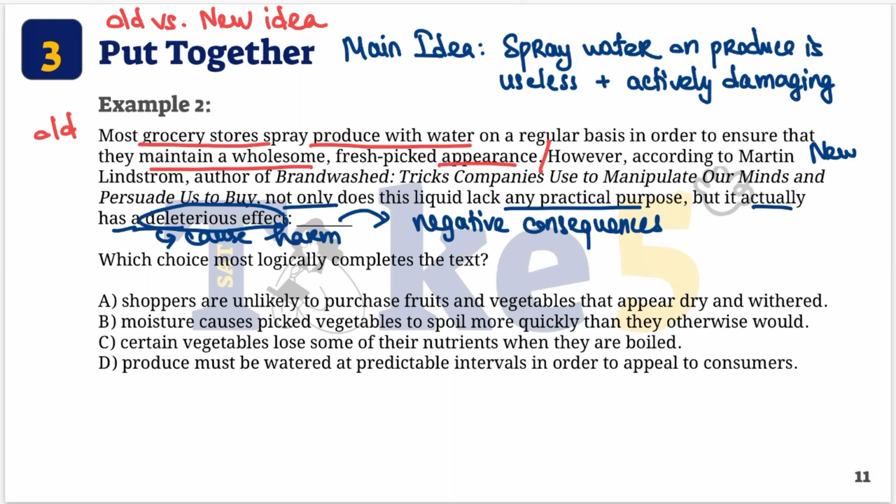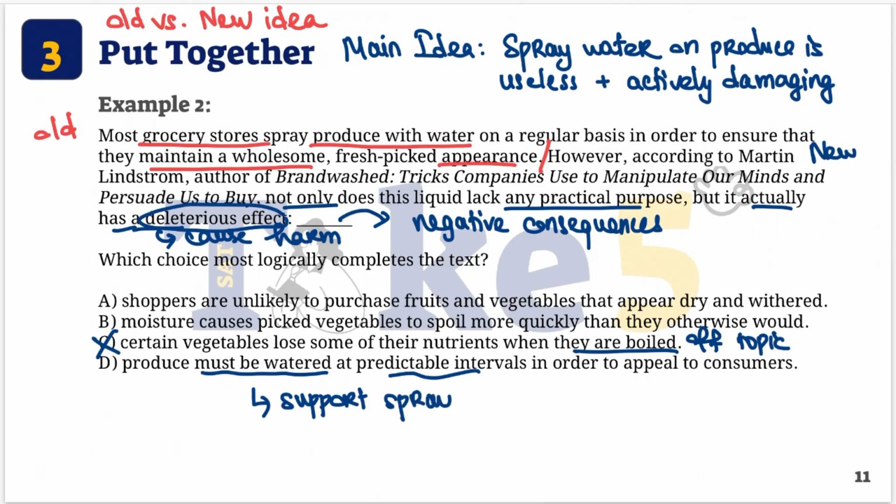C is immediately off topic. It's about boiling vegetables, which has nothing to do with the store spraying. D says produce must be watered at predictable intervals to appeal to customers. This actually supports the spraying practice, which directly contradicts the new idea or the main idea, so it must be gone. A is about shoppers avoiding dry produce.